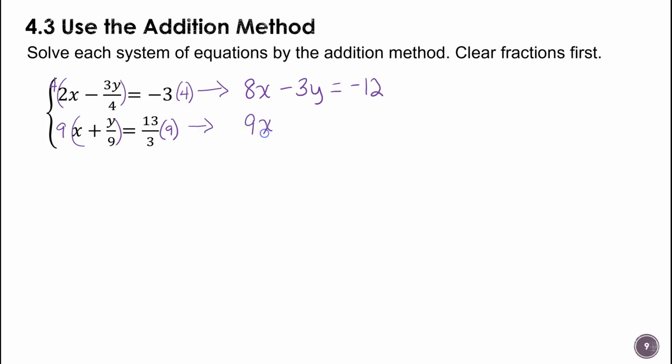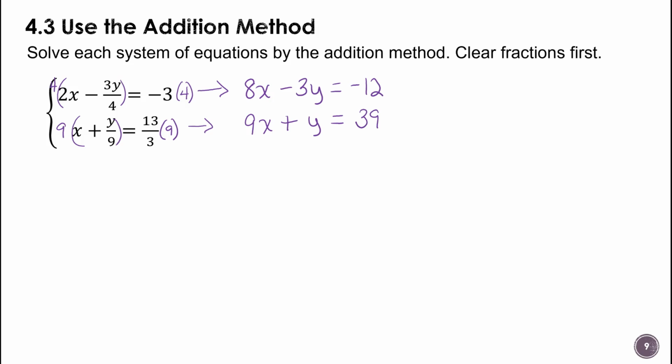So that's 9x plus y equals, 3 goes into that, 39. Right? So when we simplify that, we multiplied through by 9 to get rid of the fractions. And that's what we end up with.